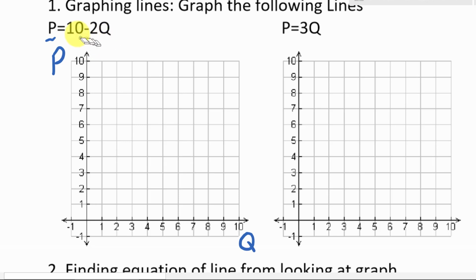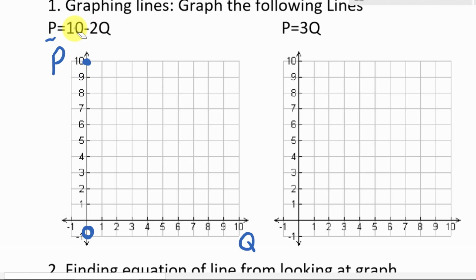Now this 10 is the y-intercept, and the y-intercept tells us the price if q is 0, right? If we just plug in 0 here for q, we're going to get 2 times 0. Well, that part goes away. We get that the price is 10 when the quantity is 0. So here's where the quantity is 0 down here. The price is 10. That's where we can start our graphing.